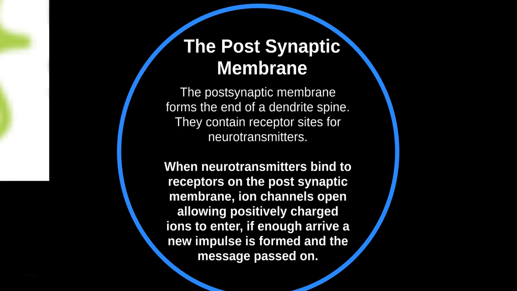But what you'll see on that video is the process of the action potential arriving at the synapse. You'll see color-coded neurotransmitters making their way across. You'll see them binding to receptors and opening up different channels on the other side, allowing positively charged ions to flow in.